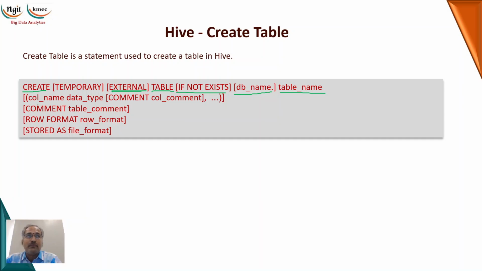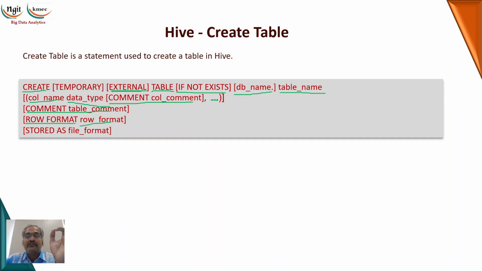You have to mention the table name, and inside the round bracket you have to mention the column name and then data type. If you want, you can give the comment also, and then continue. You can give any number of column names, and then you can give the comment. If you want to give the table comment, you can give the table comment, and then row format. What is that row format you have given? Whether it is delimited or anything else, you can give the row format.